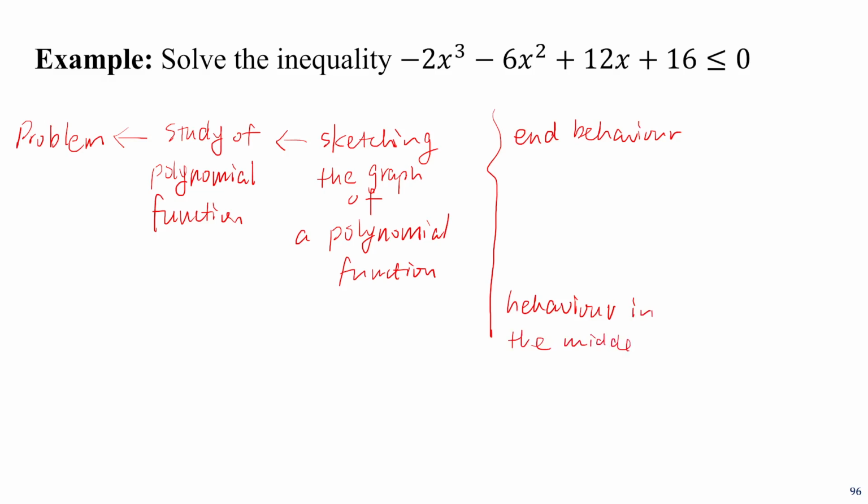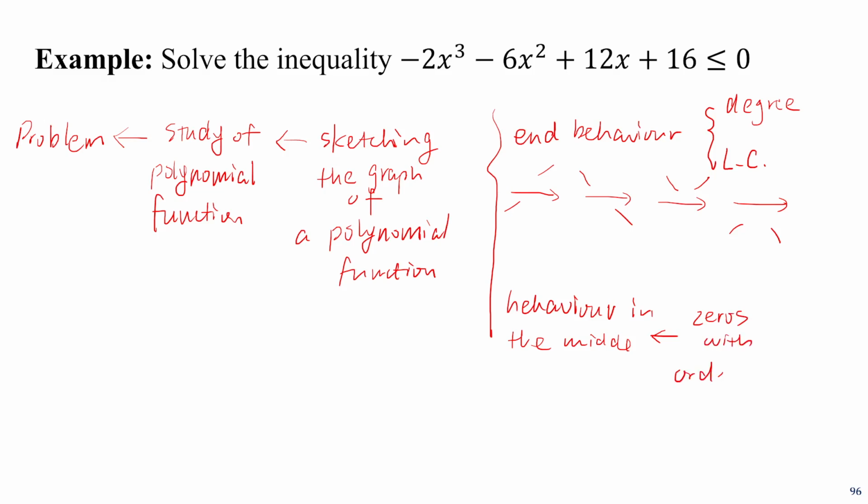How do we study its end behavior? You need to study its degree. Find its degree and leading coefficient. That decides its end behavior, right? There could be 4 different types of end behavior. It could be either this way, or this way, or this way, or this way, right? Depending on the different combination of degree and leading coefficient, right? And in order to study its behavior in the middle, you need to check its zeros with orders, right?